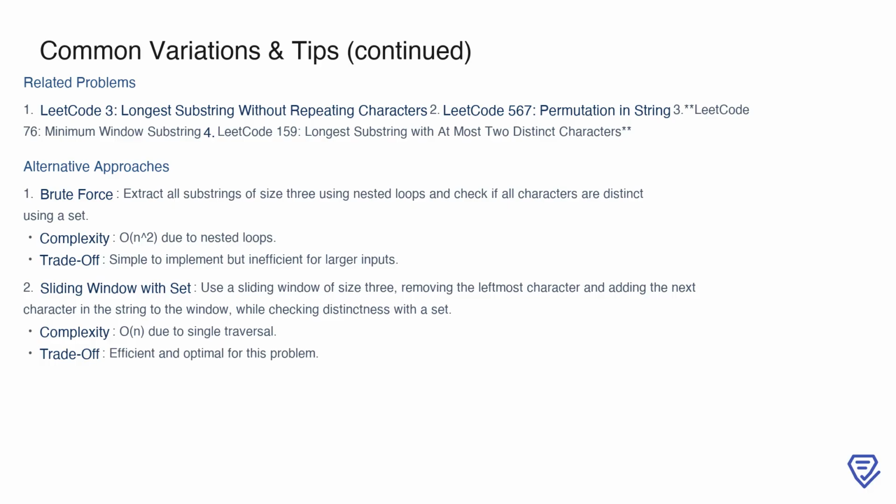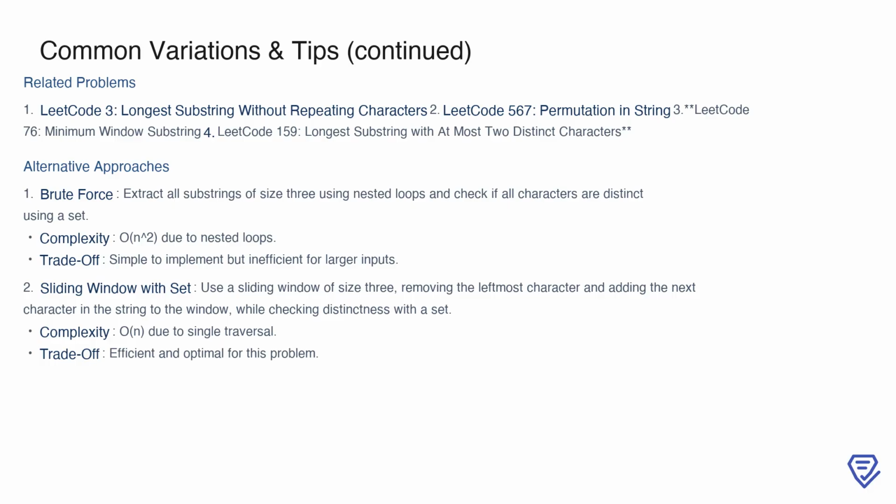For alternative approaches, you might start with a brute force solution. This involves using nested loops to generate all substrings of size 3 and then checking each substring for distinct characters using a set. While straightforward, this approach has a time complexity of n squared, which makes it inefficient for larger input sizes.